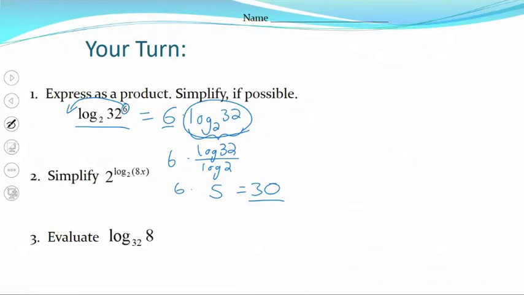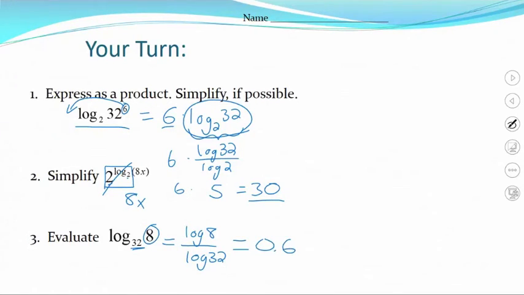And number 2, a quick example to recap what we did earlier. Notice the exponent and the logarithm, the 2 and 2 cancel out. So this answer would just be 8x. And evaluate this last one. Again, this would just be the change of base formula. Same as the log of 8 over the log of 32. So remember, it's this number that goes over this one. All right, and I think when you solve that, I believe it comes out to 0.6 or 3/5.